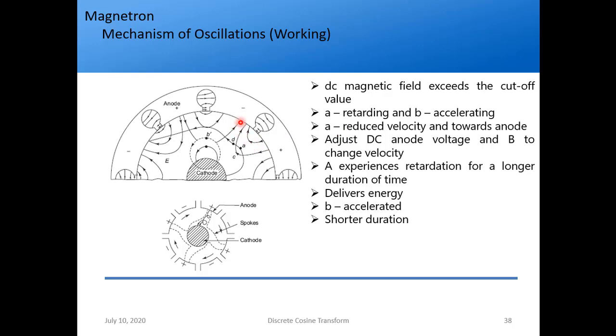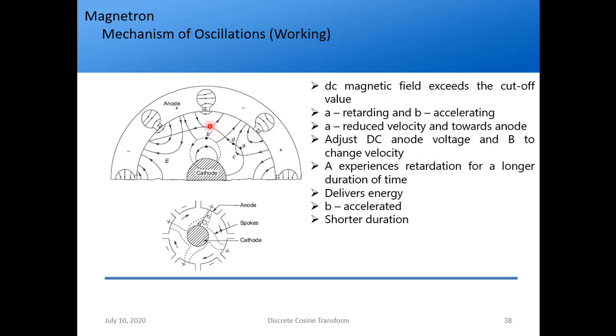It goes towards the anode, and what we do is adjust the DC anode voltage and the magnetic field such that the velocity is changed. How do we want to change the velocity? We change it such that the electron travels from this slot to exactly this slot, and travels in this much path only, without going more to the anode and without going more towards the cathode. So we adjust the anode voltage and the magnetic field such that it travels along this path. What happens? It experiences retardation for a longer duration of time from this slot to this slot.